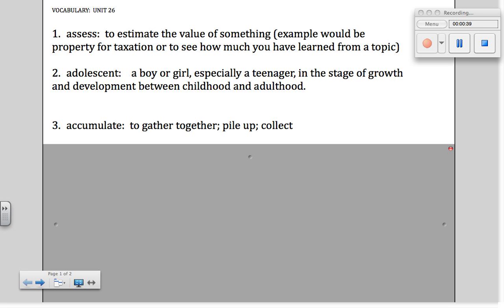The third one is accumulate. Accumulate is to gather together, to pile up or to collect. So sometimes a lot of people's desks accumulate with a lot of papers.